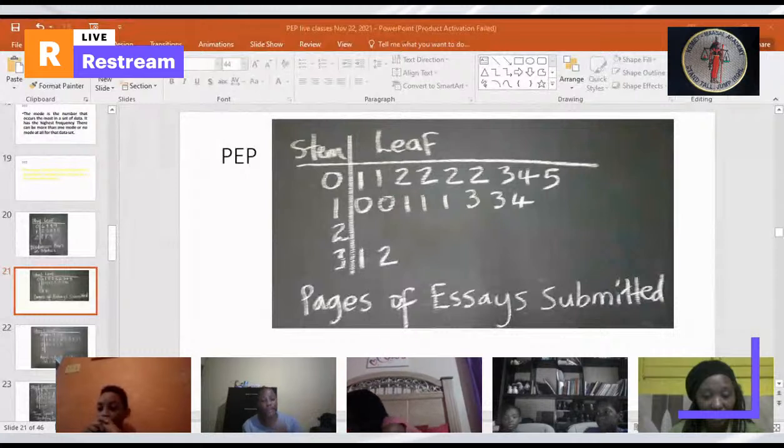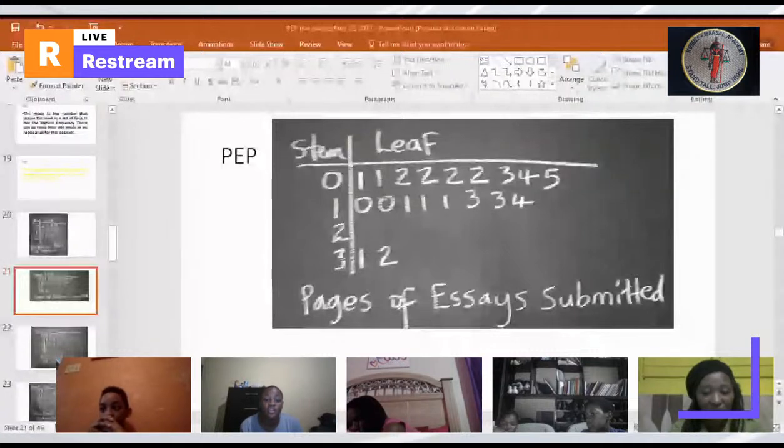So make sure next Tuesday when we're doing our ability test again, you are up front and center and listening and participating. We're going to make our own stem and leaf.